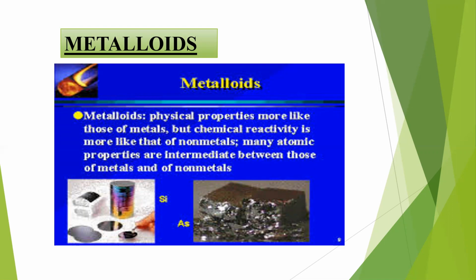Now this part is not given so properly in your book, but you should know about metalloids and their characteristic features. Metalloids have physical properties more like those of metals, but chemical reactivity is more like that of non-metals. That means metalloids bear properties both like metals and non-metals, and many atomic properties are intermediate between those of metals and non-metals, which is a distinguishing feature of metalloids. That means it has some characteristic features of its own that give it this uniqueness to become a metalloid.